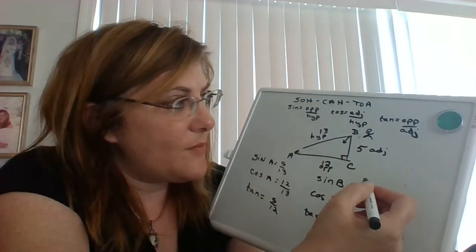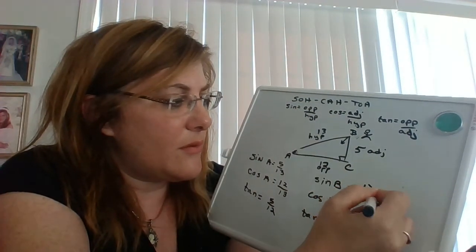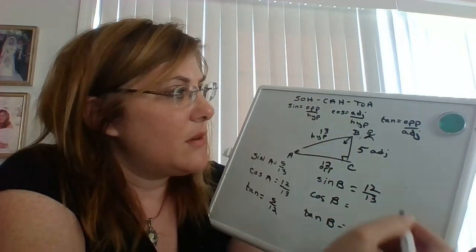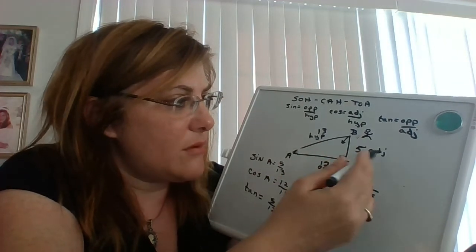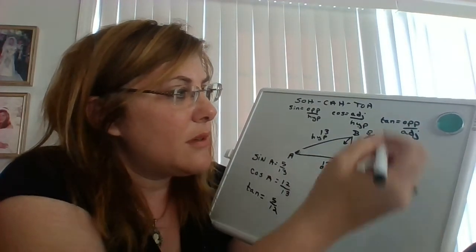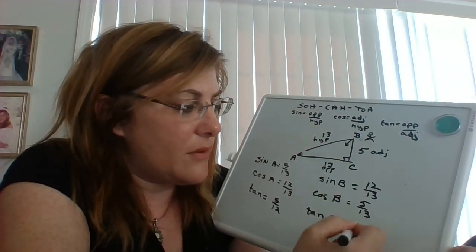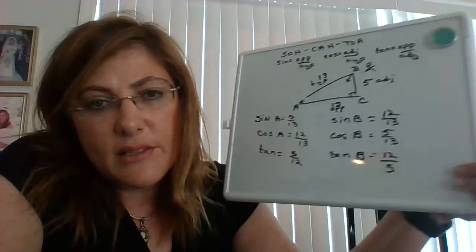Well, let's see. Sine of B, opposite over hypotenuse, 12 over 13. Cosine is adjacent over hypotenuse, 5 over 13. Tangent is opposite over adjacent, 12 over 5. Done.